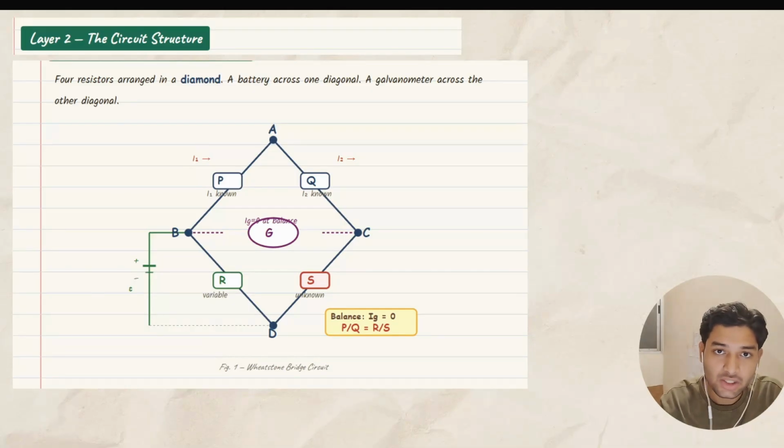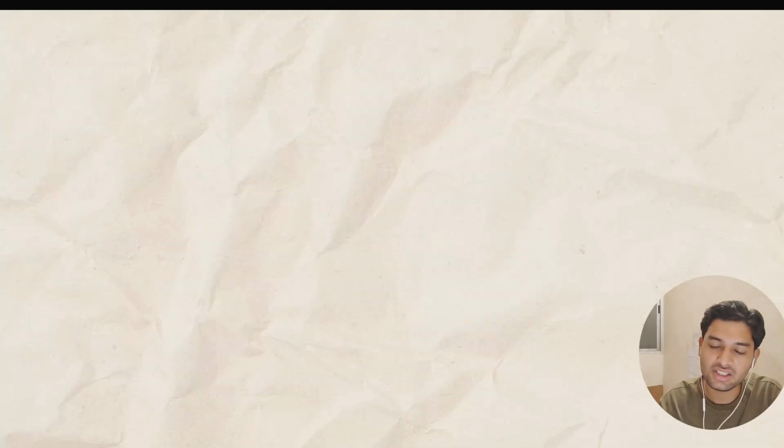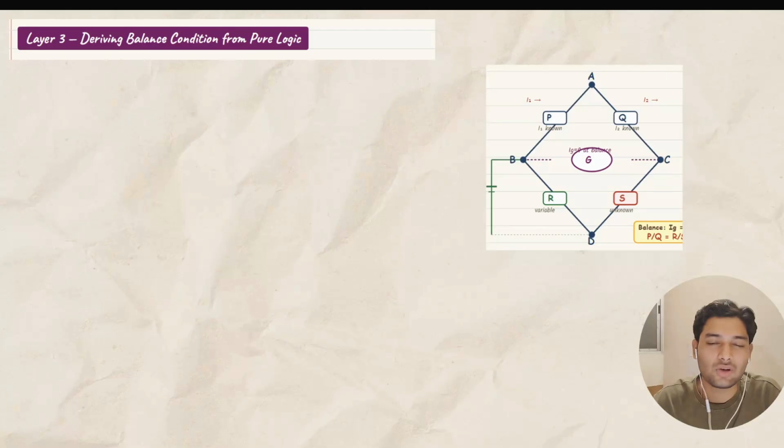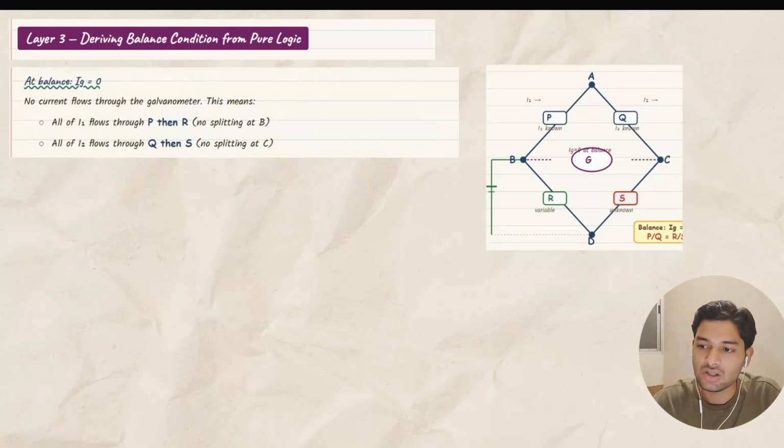So how does it become 0? Just on the next topic, deriving the balance condition from pure logic. As we can see here in the same diagram, no current flows through the galvanometer.